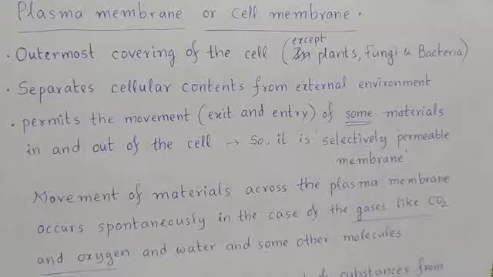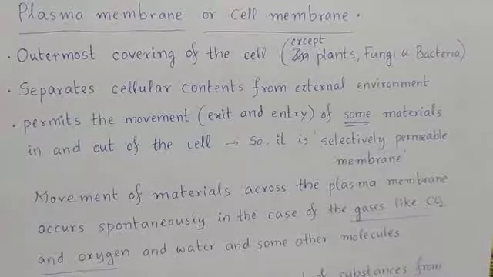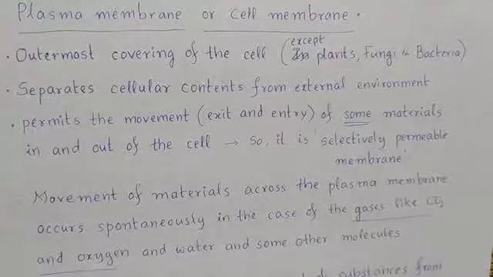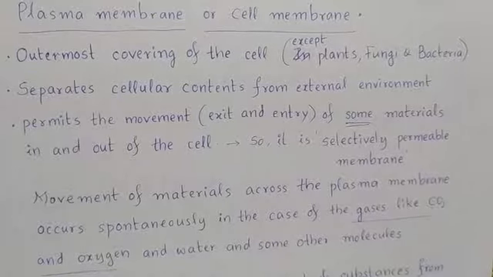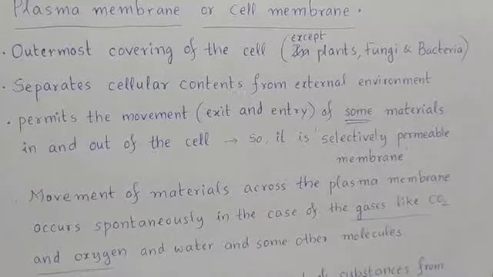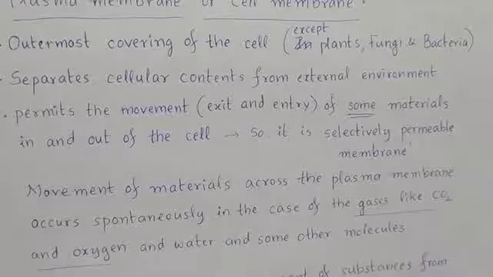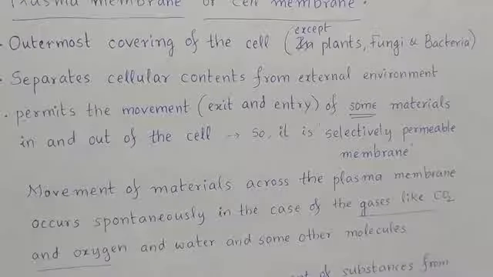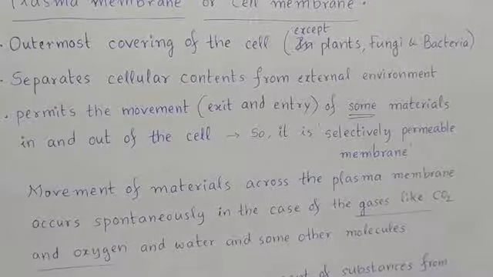In the case of plant cells, fungal cells, and bacterial cells, the cell membrane or plasma membrane is not the outermost covering of the cell. Their cell wall is the outermost covering of the cell. And plasma membrane separates the cellular contents from the external environment. So inside the cell there are so many cellular contents. These cellular contents are separated from the external environment by the plasma membrane.